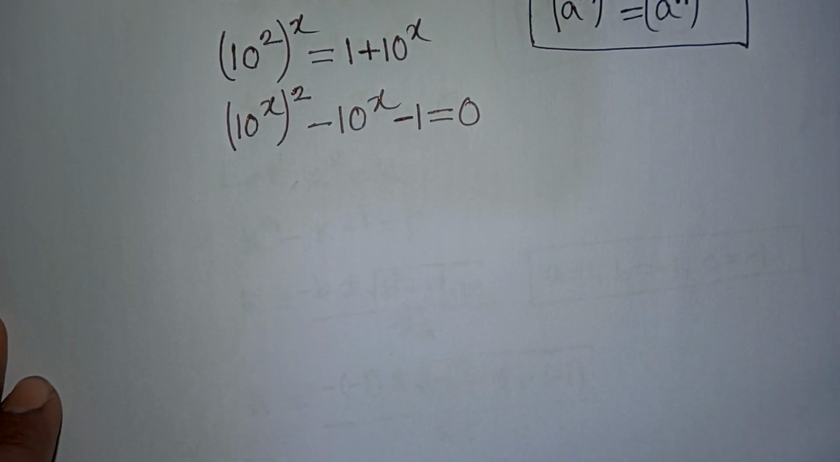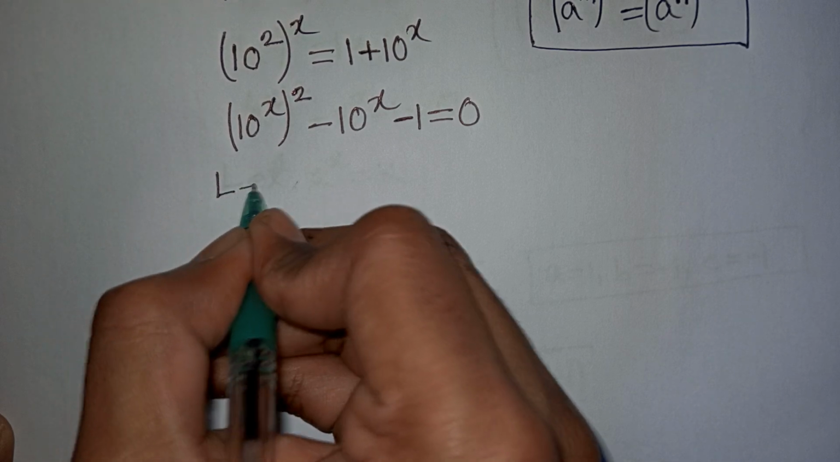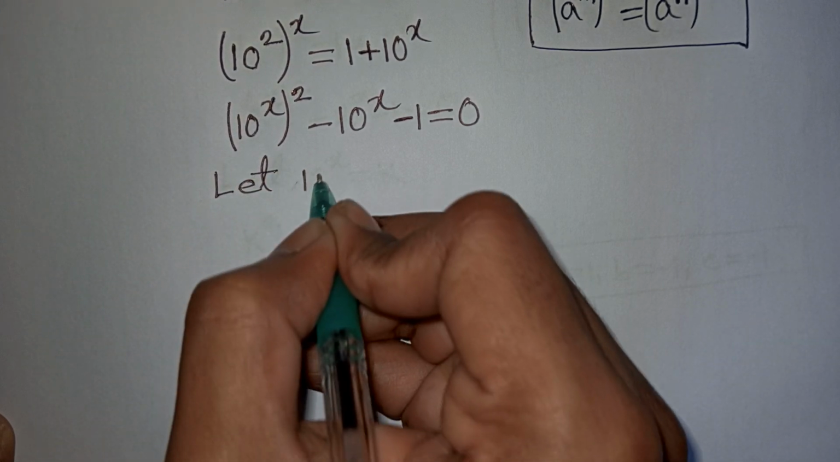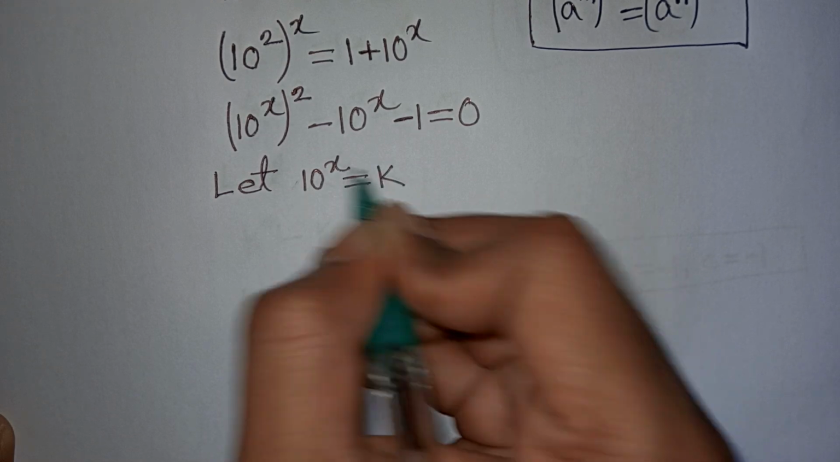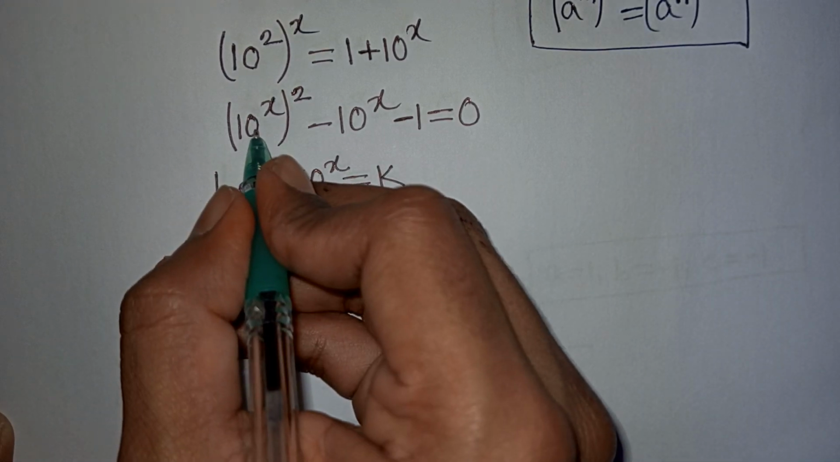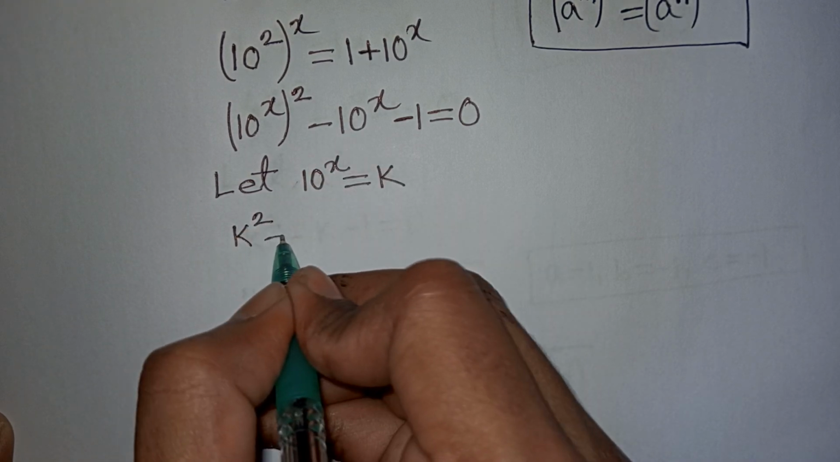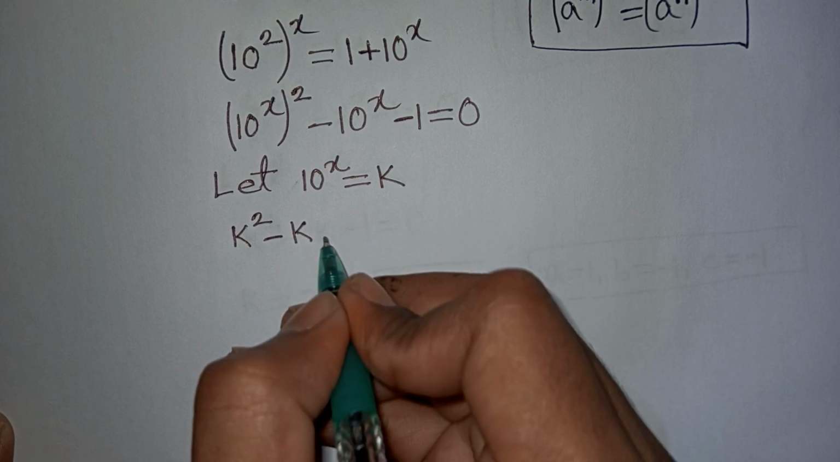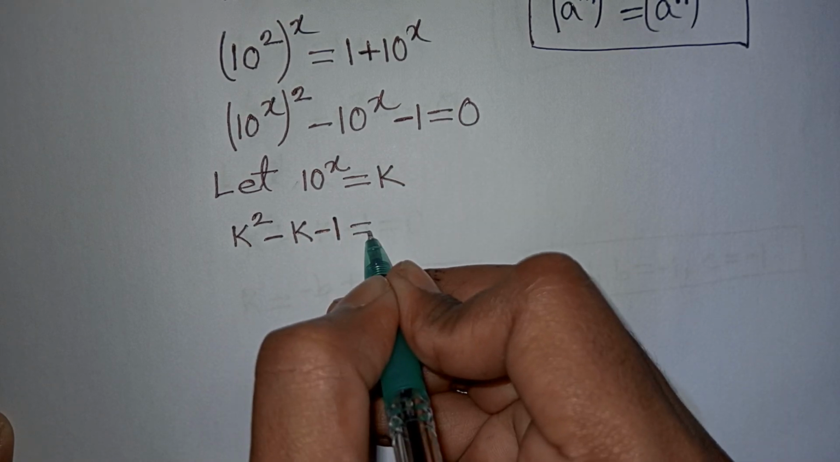Now, we see 10^x in both terms is the same. So, let 10^x be substituted by k. So, this equation will be k^2 minus k minus 1 is equal to 0.